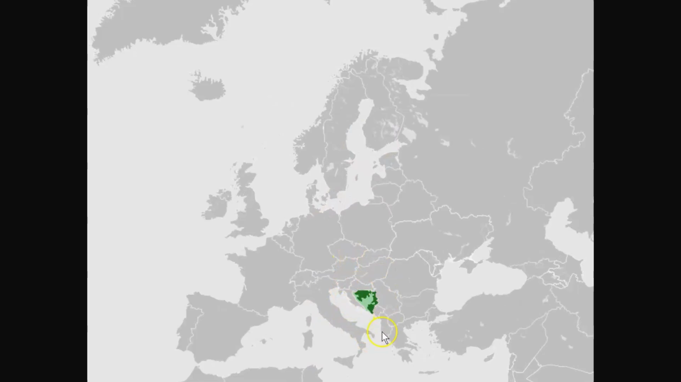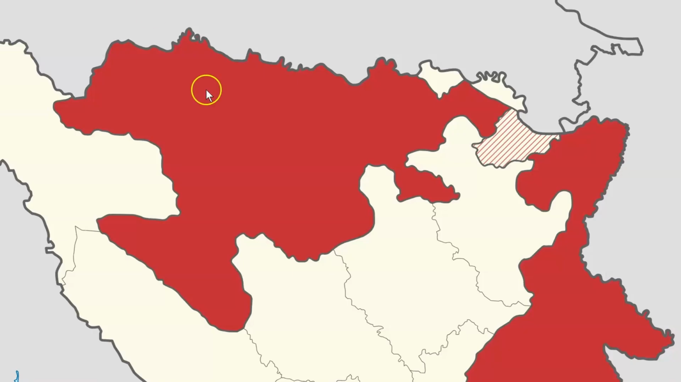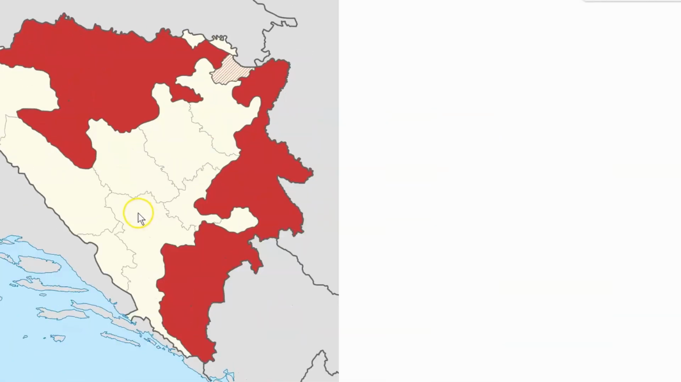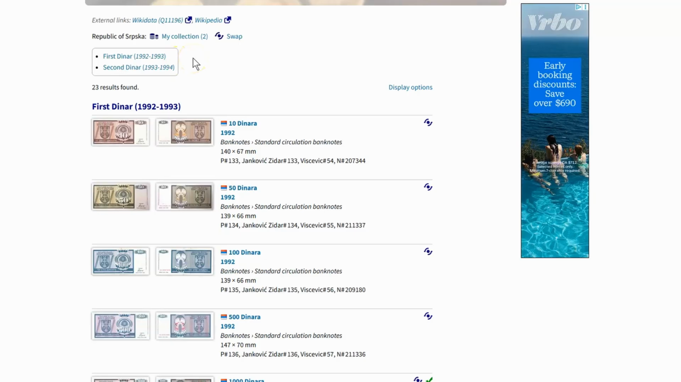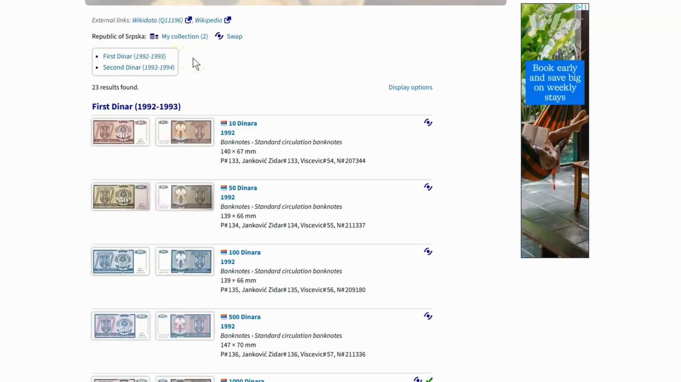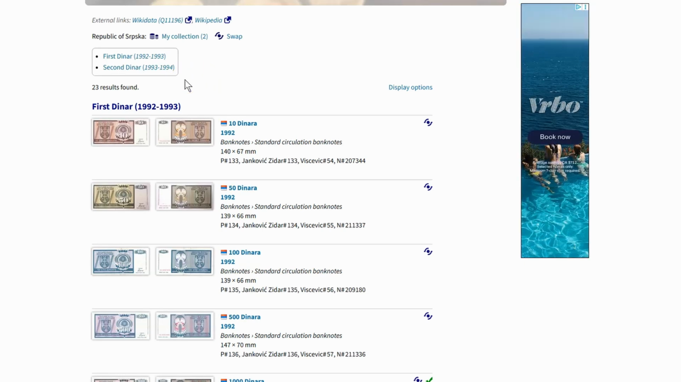This is where Bosnia-Herzegovina is located, and the Republic of Srpska would have been this dark green area. Here it is zoomed in. It would include all of this area. It would be the Serb Republic within Bosnia-Herzegovina. From 1992 to 1993, the Republic of Srpska used the first dinar, and from 1993 to 1994, it used the second dinar. Prior to 1992, it was part of Yugoslavia, and after 1994, it merged with modern-day Bosnia-Herzegovina.